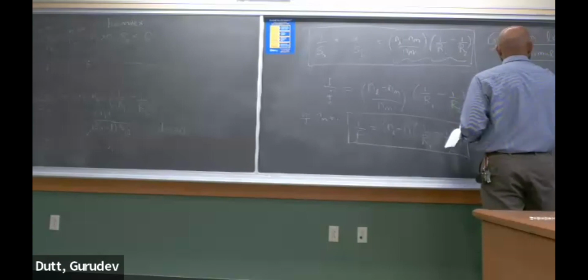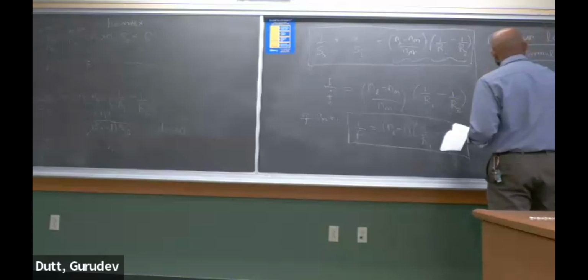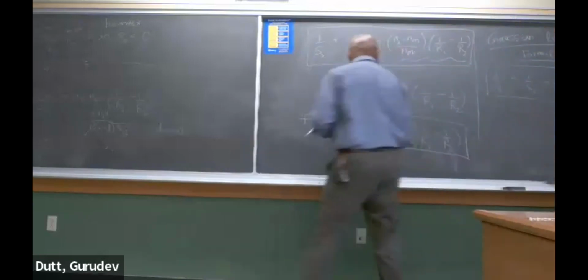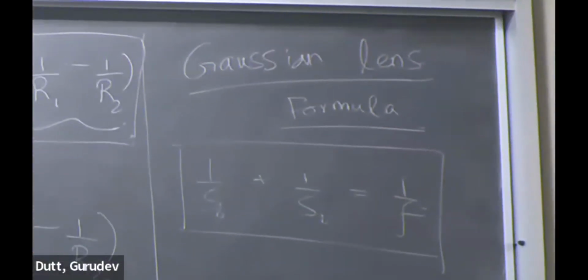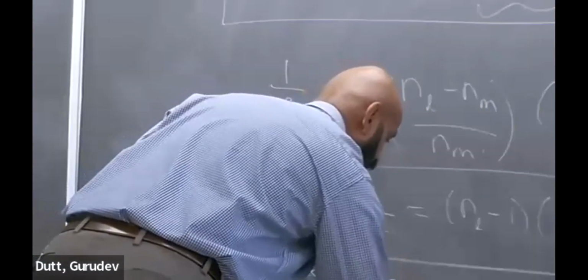One over SO plus 1 over SI is equal to 1 over F. And this equation over here, which I wrote down for the focal length of a lens, is a very, very important equation. This is called the lens maker's formula.